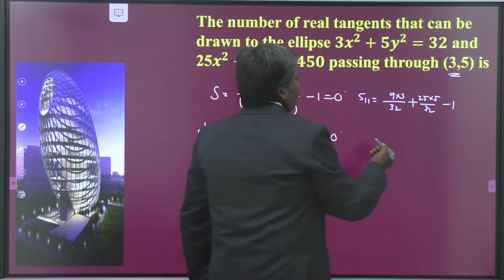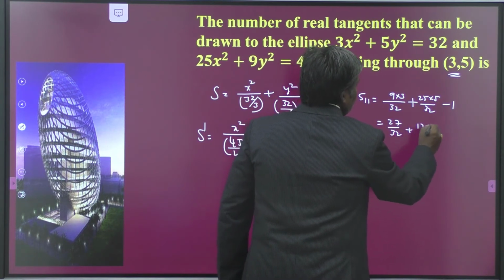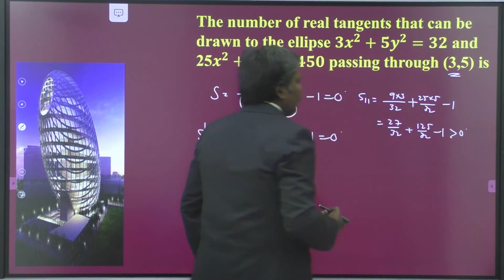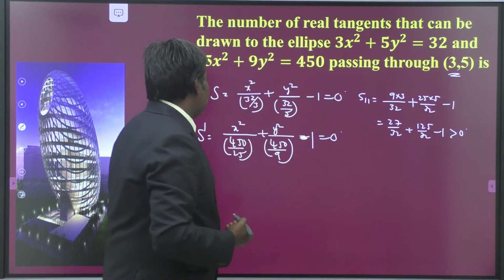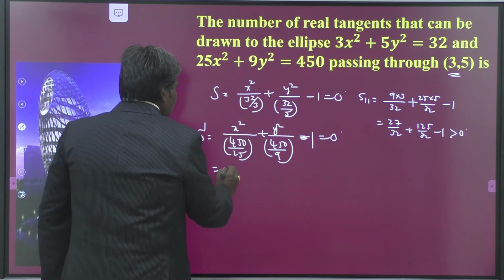Is it positive or not? Clearly it is positive: 27 by 32 plus 125 by 32 minus 1. By taking its LCM, you can easily see it is positive. Now substitute the point in the S dash here itself.